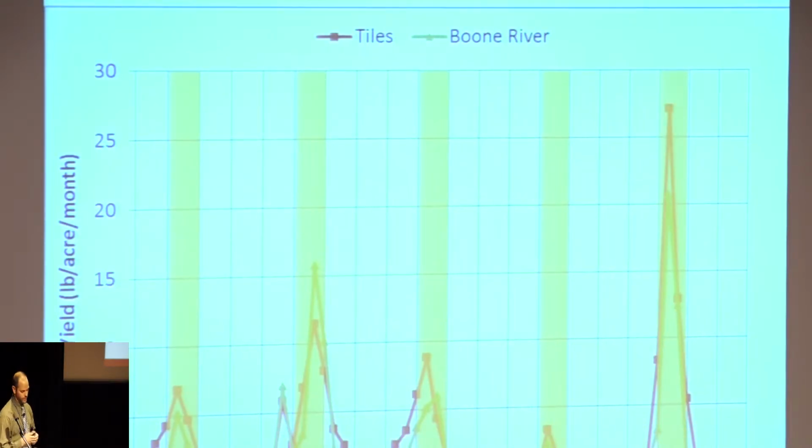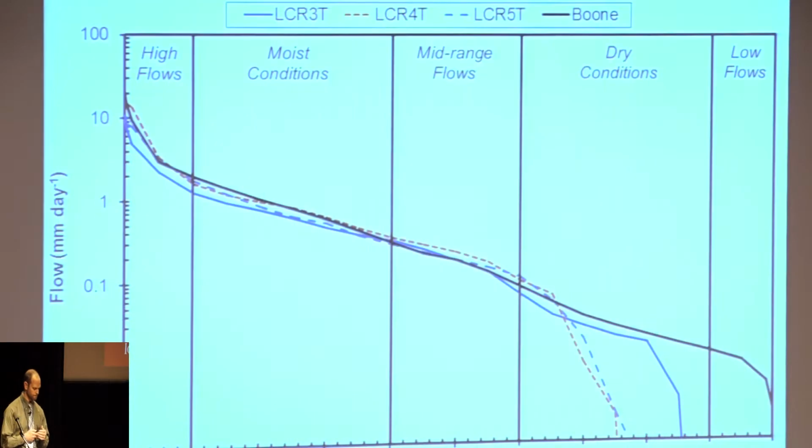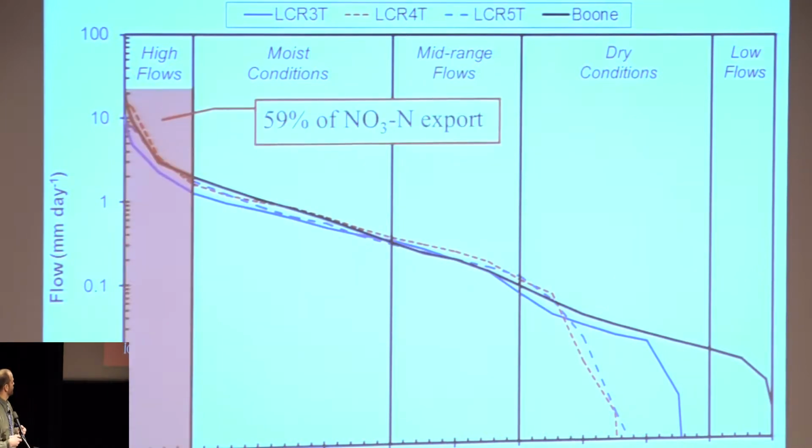And then the product of the previous 2 slides, flow and concentration, give us our nitrate loss or nitrate yield through the tile drains. We looked at the distribution of flows coming from the tile drains, each of the tile drains in the Boone River. The Boone River there is the black line, and then each of the tiles. And more importantly than that, we looked at when was the nitrate actually moving in this system. And what we found was pretty interesting.